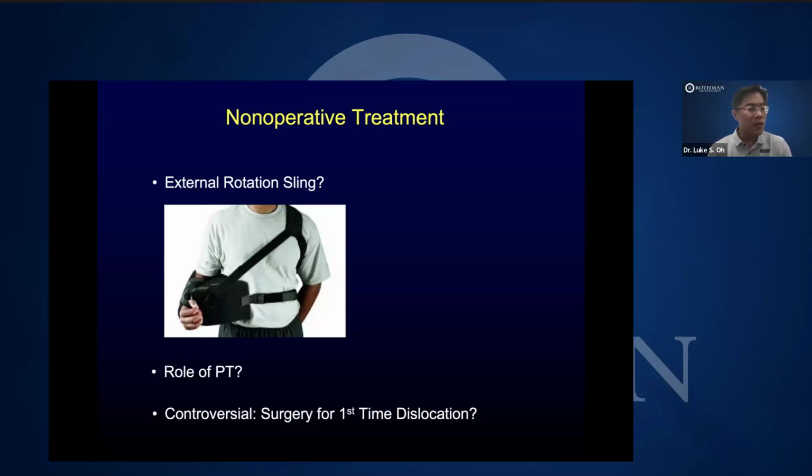The other controversy nowadays is, historically, when patients dislocated their shoulder, the discussion was, well, why don't you undergo rehab? If you dislocate a second time, then we'll do surgery.